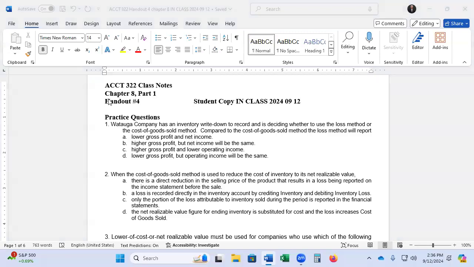All right, so we're starting off with the first question. Watuga Company has an inventory write-down to record and is deciding whether to use the loss method or the cost of goods sold method. Compared to the cost of goods sold method, the loss will report. So essentially, what you're doing is moving it out of operation. So our basic income statement, you have revenue minus your cost of goods sold equals your gross profit or gross margin. And your cost of goods sold contains all the inventoriable costs.